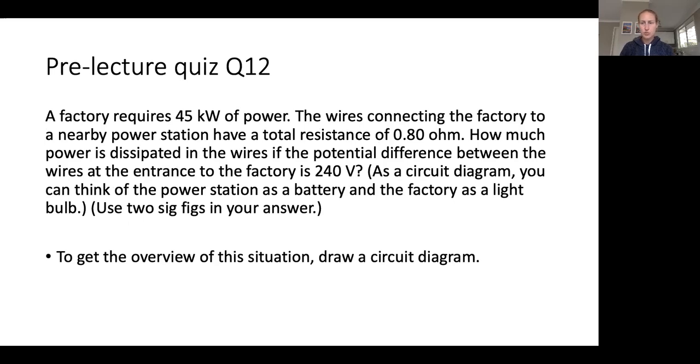However, this question was a bit trickier. A factory requires 45 kilowatts of power. The wires connecting the factory to a nearby power station have a total resistance of 0.80 ohm. How much power is dissipated in the wires if the potential difference between the wires at the entrance to the factory is 240 volts? And then you've been given a hint that as a circuit diagram, you can think of the power station as a battery and the factory as a light bulb.